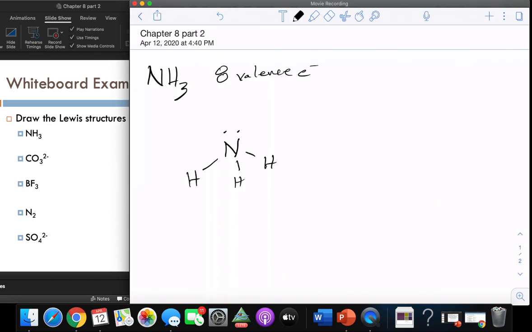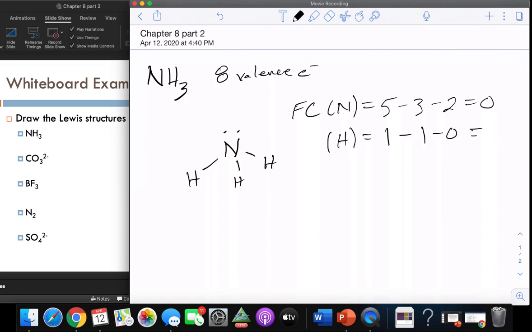And if I want to think of formal charge, let's say for the nitrogen, if I calculate that real quick for this molecule, that nitrogen has 5 valence electrons normally. It's making 3 bonds. It's got 2 electrons in its lone pair, so formal charge is 0. Same thing for the hydrogen. If I calculate formal charge, every one of them looks the same: 1 valence electron minus 1 bond minus no lone pairs, also 0. So all 0 formal charges.